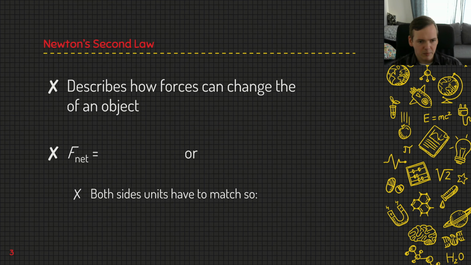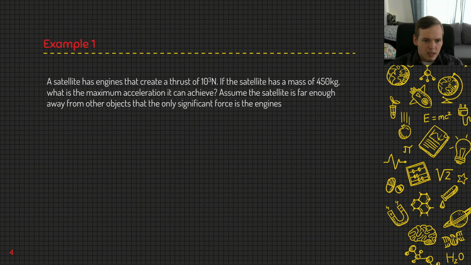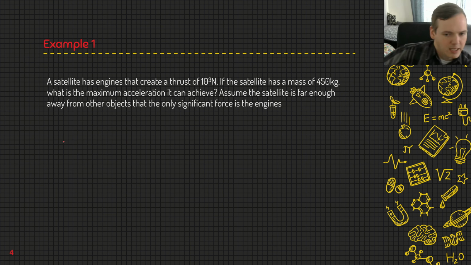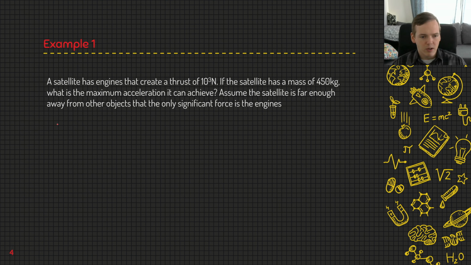Let's jump into an example here. A satellite has engines that create a thrust of 10 to the third newtons. If the satellite has a mass of 450 kilograms, what is the maximum acceleration it can achieve? Assume the satellite is far enough away from other objects. The only significant force is the engines.